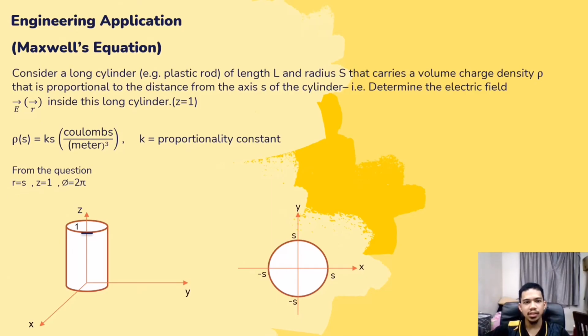Now, in an engineering application, consider a long cylinder of length L and radius S that carries a volume charge density that is proportional to the distance from the axis S of the cylinder. Determine the electric field inside this cylinder, z equal to 1, given that rho(S) equals KS coulomb per meter cube, where K is the proportionality constant. From the question, we know that the radius equals S, z equals 1, and theta equals 2 pi. If we draw it in 3D, it will be like this.